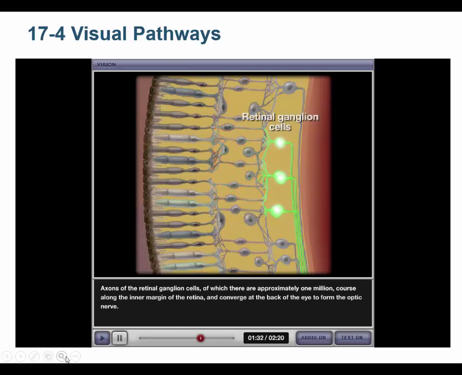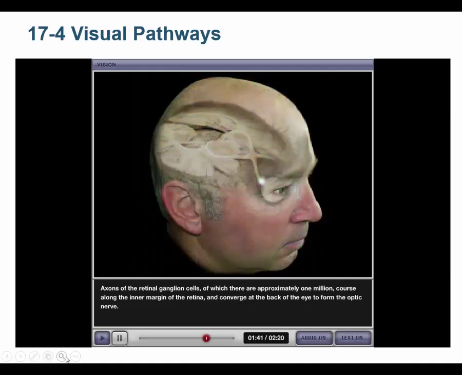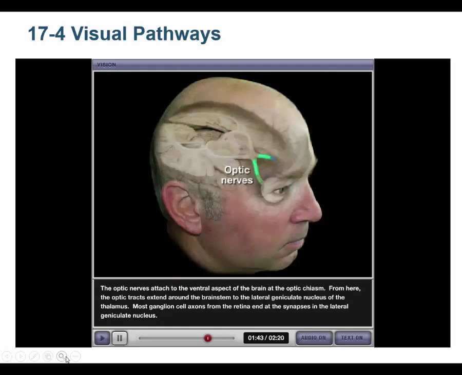Axons of the retinal ganglion cells, of which there are approximately 1 million, course along the inner margin of the retina and converge at the back of the eye to form the optic nerve. The optic nerves attach to the ventral aspect of the brain at the optic chiasm. From here, the optic tracts extend around the brainstem to the lateral geniculate nucleus of the thalamus. Most ganglion cell axons from the retina end at the synapses in the lateral geniculate nucleus.